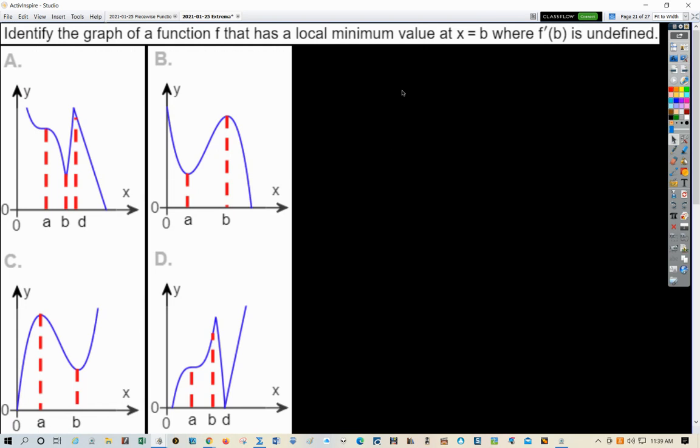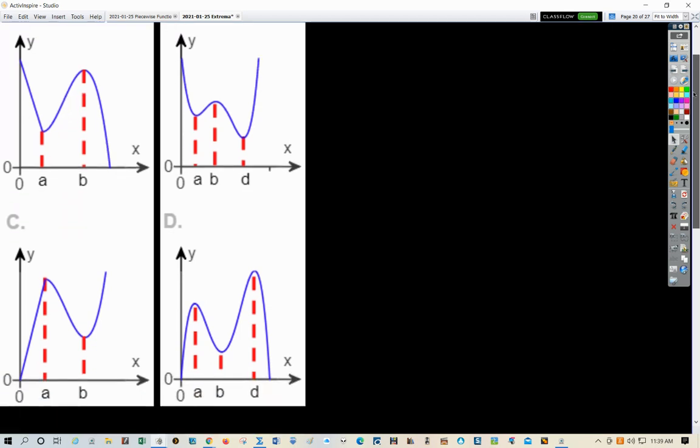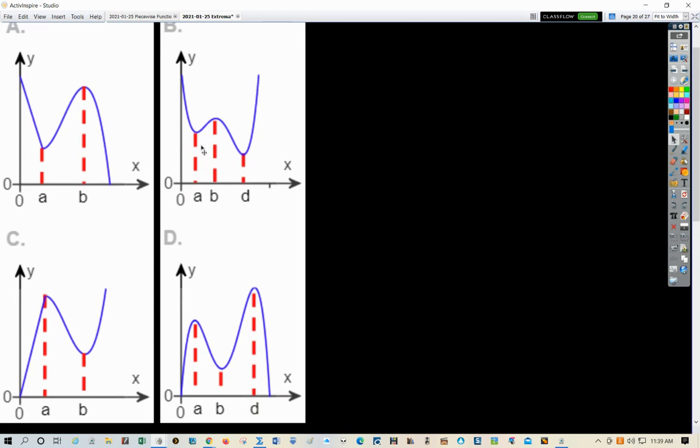Okay, what about this one? Now we want a local minimum value at x equals B where f prime of B is undefined. Did it say that on that last one? I just missed it. Oh, f prime of A is equal to 0. Sorry. So that would have been B, right there, wouldn't it? Right? Okay. I just didn't read it.